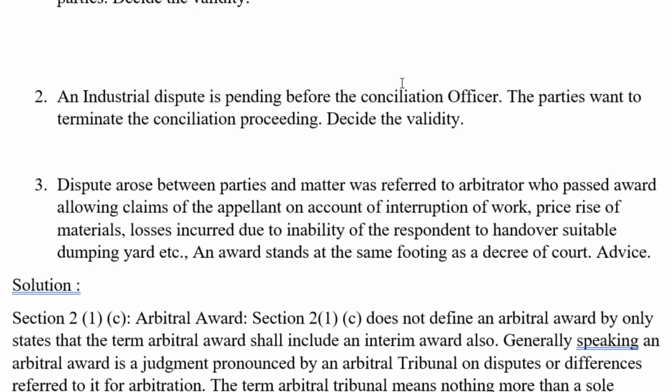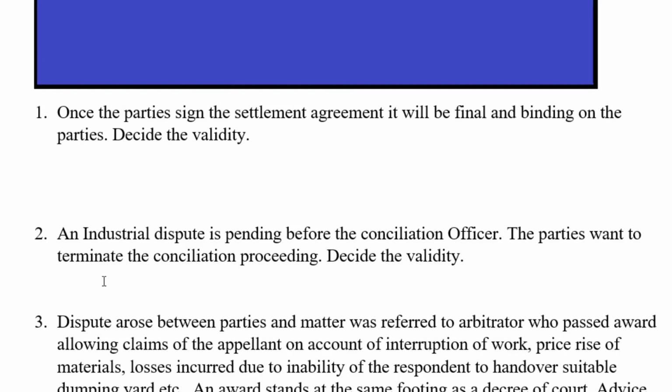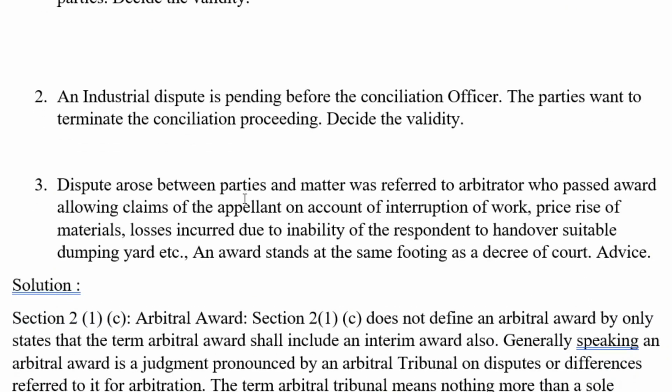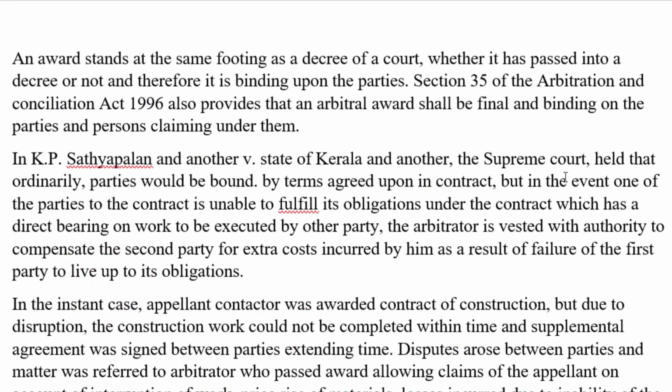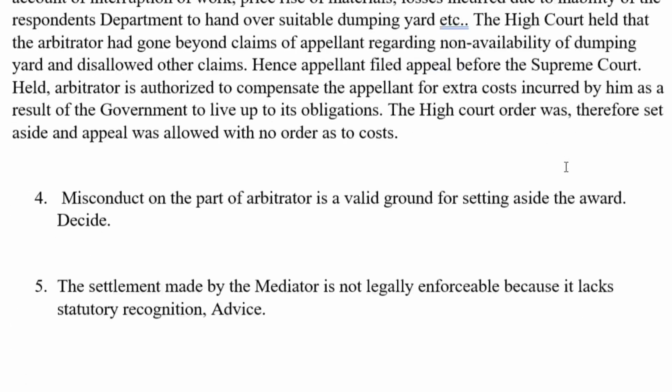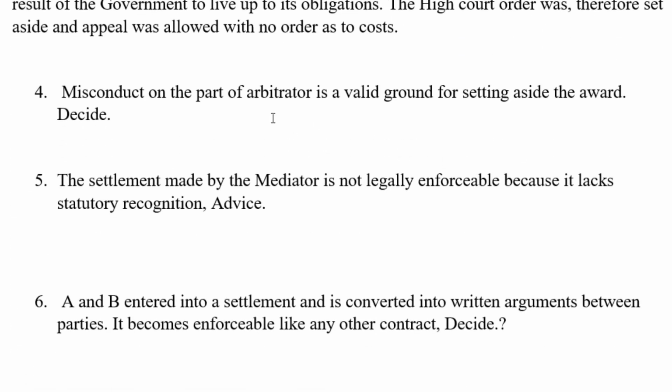regard to any aspect. It may be conciliation problem, it may be arbitration problem, it may be other problems also. Here let us see with regard to the other aspect. Misconduct on the part of the arbitrator is a valid ground for setting aside the award. Decide. So this aspect also we have to deal with regard to the arbitration. That means if there is any misconduct on the part of the arbitrator, whether the award can be set aside.